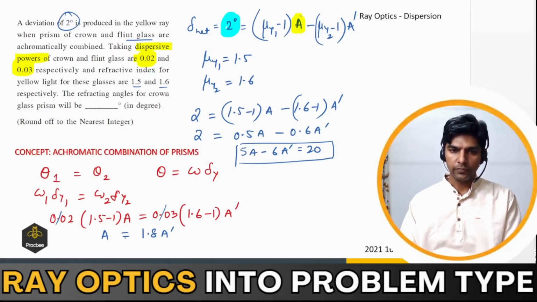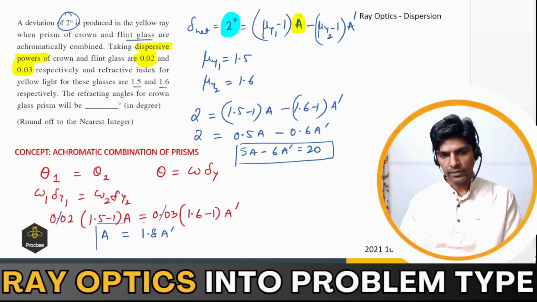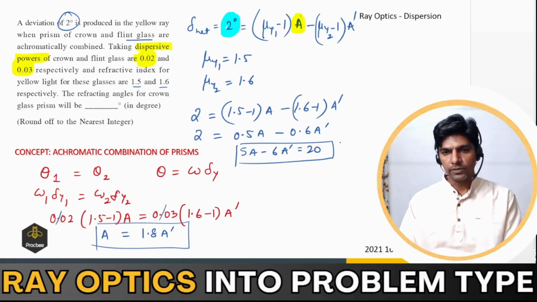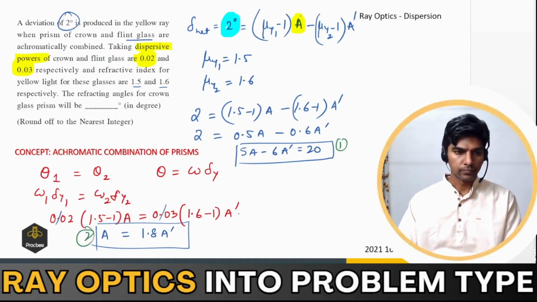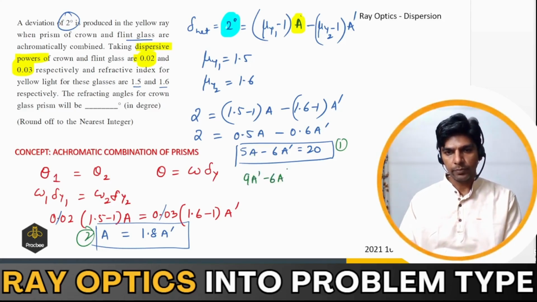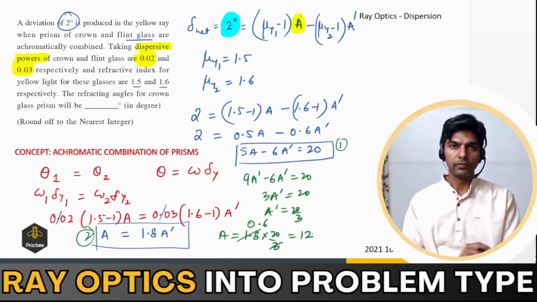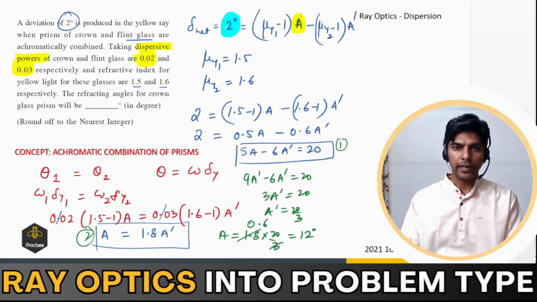Okay, first let us find the value of A prime. So let me use these two equations. Now we have a pair of linear equations in two variables. If this equation is 1 and this equation is 2, then 5 times A will be 9A prime minus 6A prime is equal to 20. So 3A prime comes out to be 20. So A prime is 20 by 3. So A will be 1.8 times 20 by 3. So this will be 0.6, and it comes out to be 12. So we can say the angle of prism for crown glass will be 12 degrees.